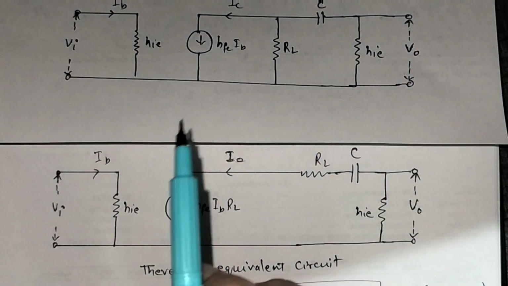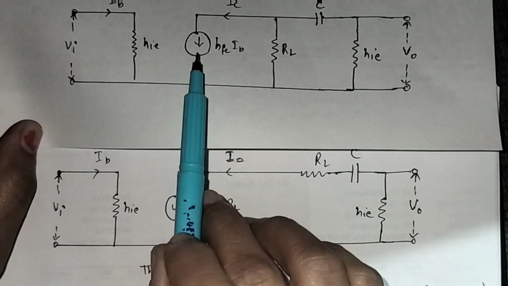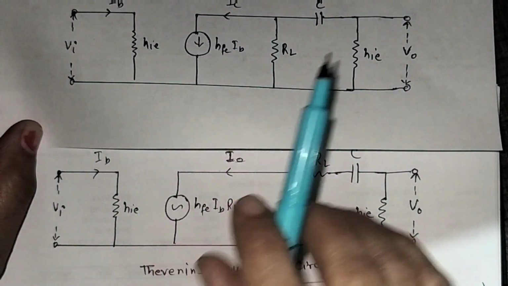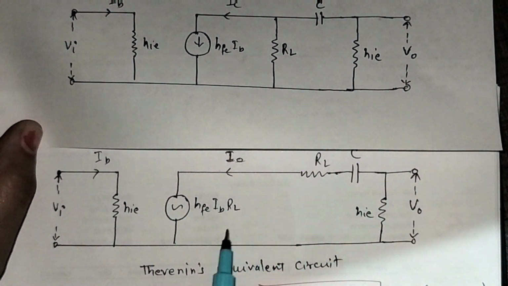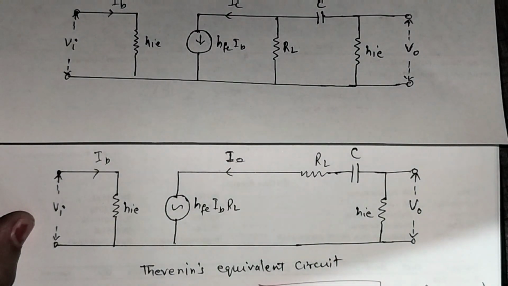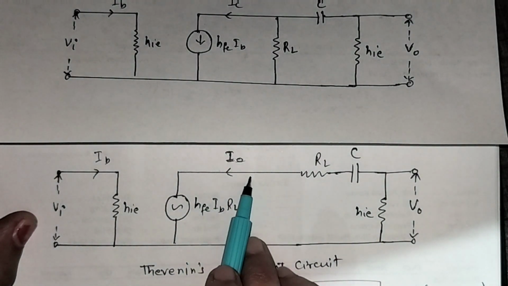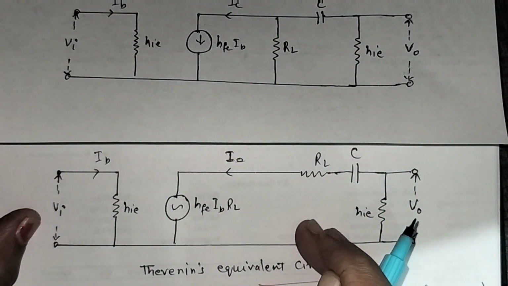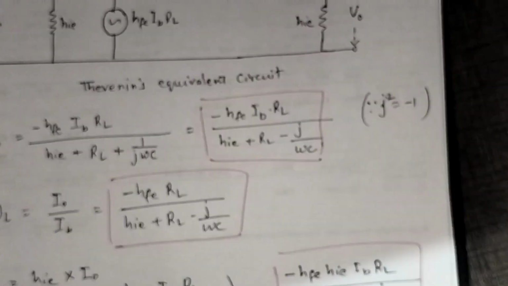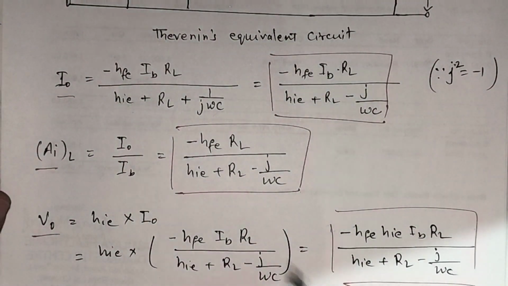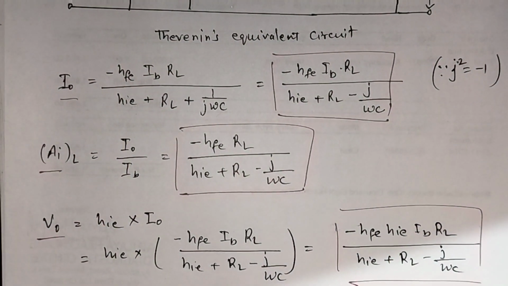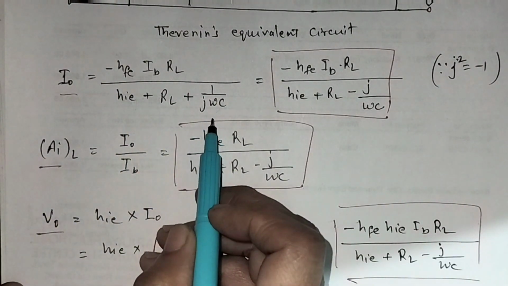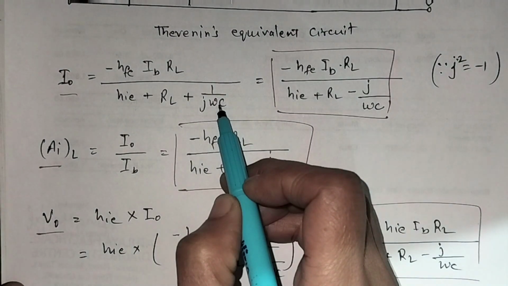For analysis purposes, first we will convert this current source into a voltage source in the same manner as we did for the middle frequency range. So the circuit will look like this. Now we will find the output current in the same manner by applying KVL in the output circuit. So the output current will be equal to minus HFE IB into RL upon HIE plus RL plus 1 upon j omega c. This is the reactance of the capacitor.